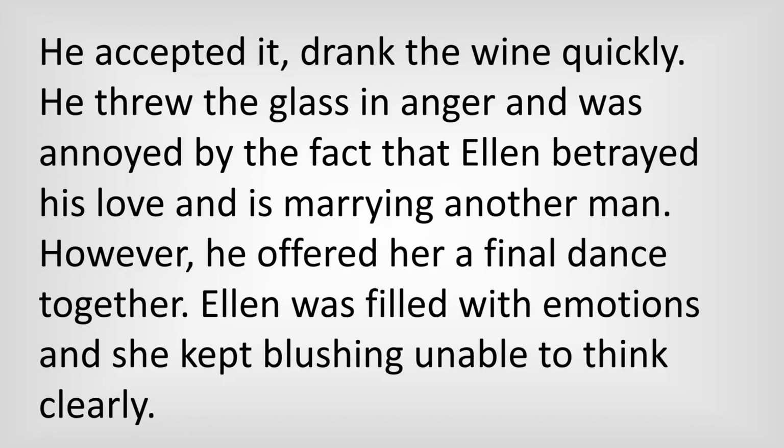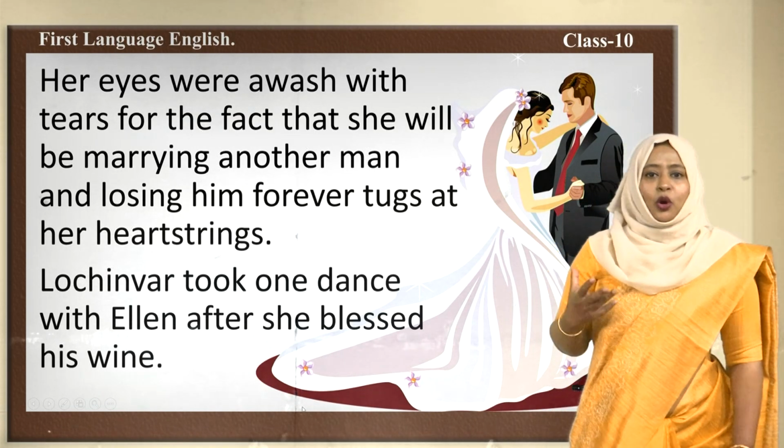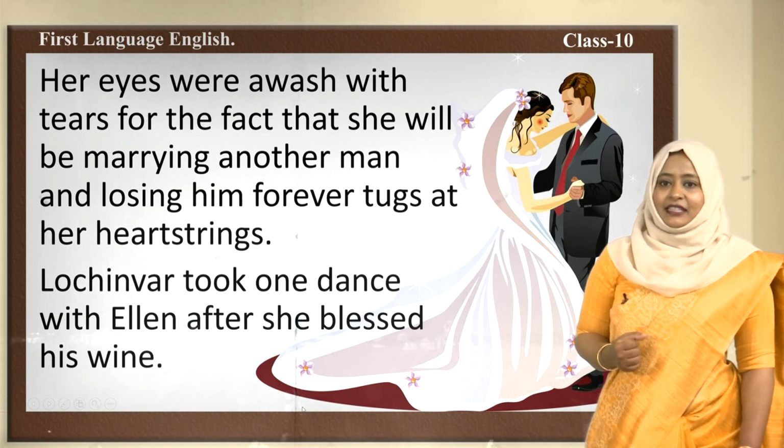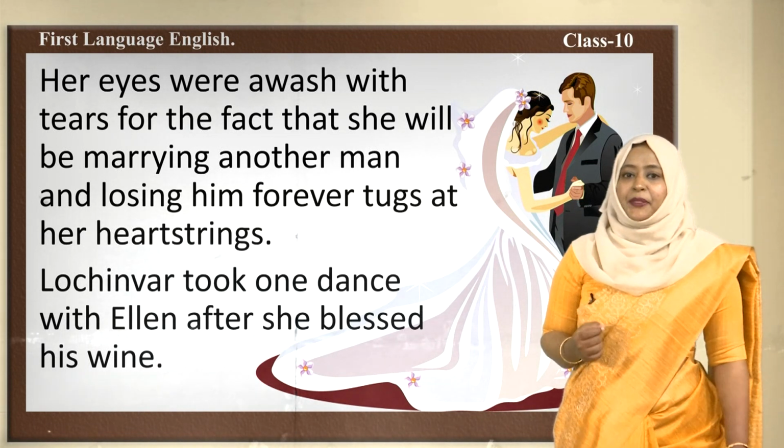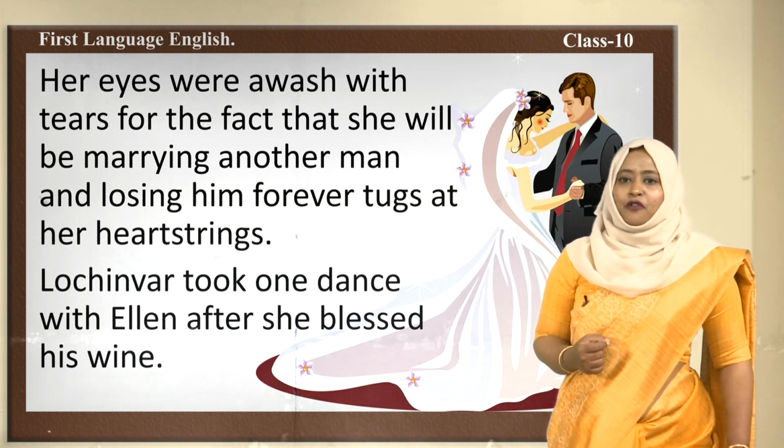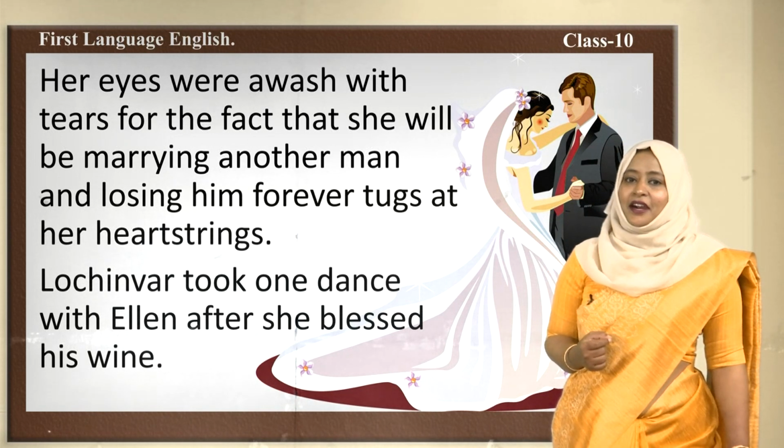Ellen is mixed with emotion. She doesn't know whether she should dance or not. And she's blushing. Whenever we are very happy, we blush, our skin glows. Like that, she is also becoming very happy because Lochinvar is asking for a dance. And yet she is in a state of confusion. Her eyes were awash with tears for the fact that she will be marrying another man, and losing him forever tugs at her heartstrings.